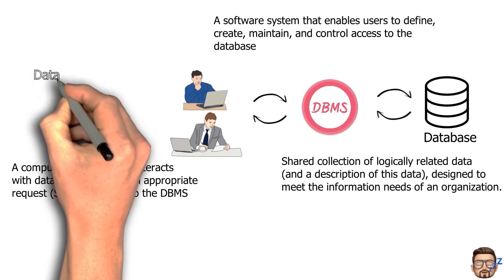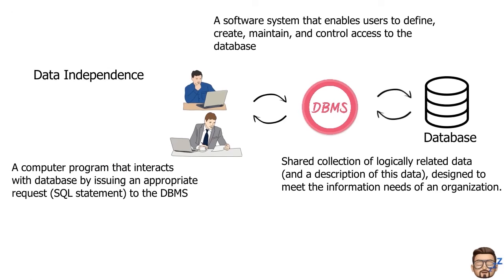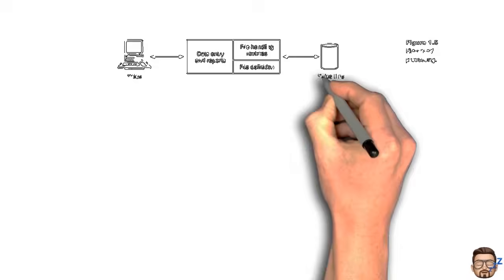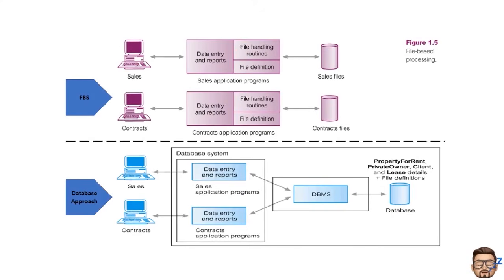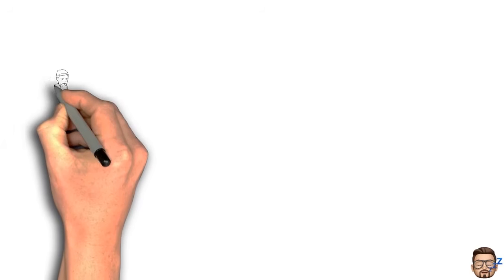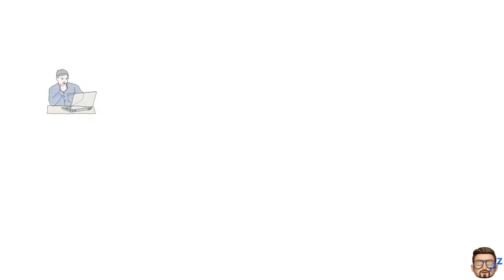This database approach is also known as data independence. When the data changes, the system does not necessarily need to be changed. So these are the differences between the file-based system and the database approach. In a file-based system, each application program refers to different databases, and in the database approach, all of the application programs refer to only one database.